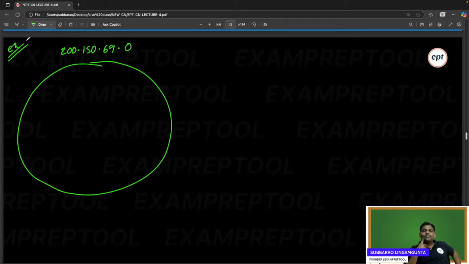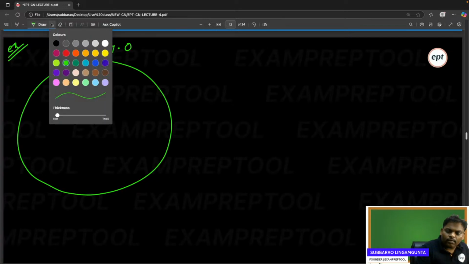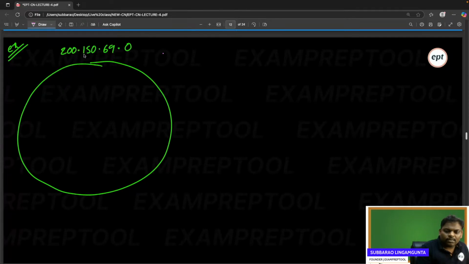Class C. It is a class C network. Remember, it is a network, not a subnet. So it is a class C network. Network part is 24 bits, host part is 8 bits. With 8 host bits, 2 power 8 is 256, so 256 IPs are possible.